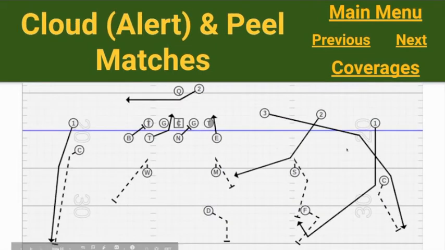Here we are with wheel against Cloud. Again, much easier match. In fact, our deep safety is able to spend more time and really be helpful where the defense is stressed when we're in Cloud. So 3's out, corner starts to pull his trigger, 3 continues.